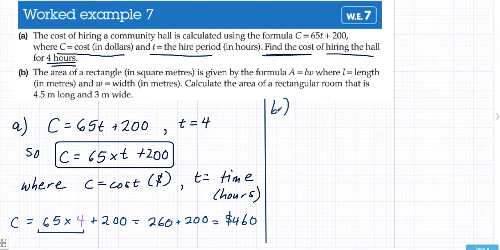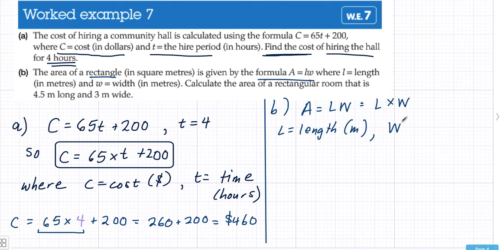Another example here, we've got the area of a rectangle is given by the formula A equals LW. Now, LW is length and width, and because they're sitting next to each other, I'm going to pop the little multiplication sign in there just so I know what's going on. I'm going to write length is the L, it's in meters, and width is the W, and that's in meters as well, because it tells us here. So the question is, calculate the area of a rectangular room that is 4.5 meters long and 3 meters wide.